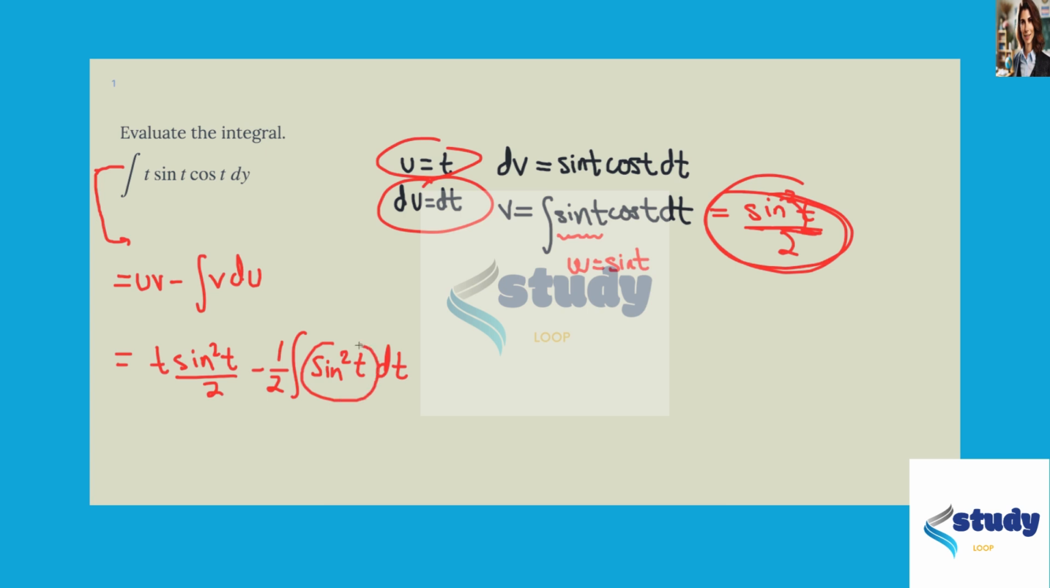Now for this, you'll use the half angle formula. You could write it as 1 minus cosine 2t all over 2. So let's go ahead and write that. And so combining those 2's, we get 1 over 4 integral 1 minus cosine 2t.